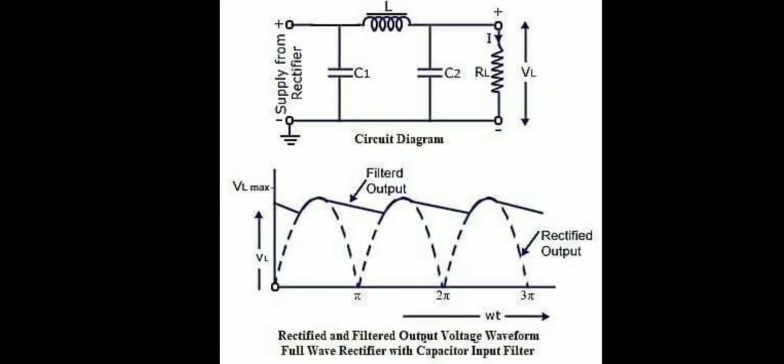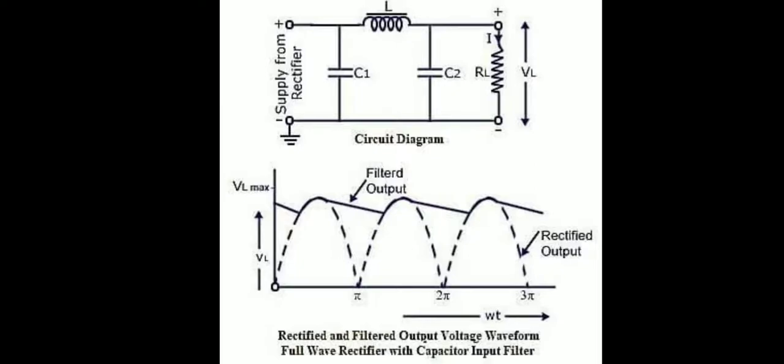In this circuit, a choke is connected in series with the load. It offers a high resistance to the AC components and allows the DC component to flow through the load. The capacitor across the load is connected in parallel, which filters out any AC component flowing through the choke. In this way the ripples are reduced and a smooth DC is provided through the load.